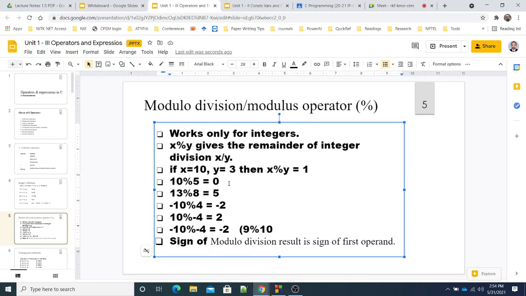When you divide 9 by 10, integer division, what is the quotient? No, 9 mod 10. What is the quotient of 9 divided by 10? When you are doing integer division, the quotient is 0 and the remainder is 9. So 9 mod 10 is 9.